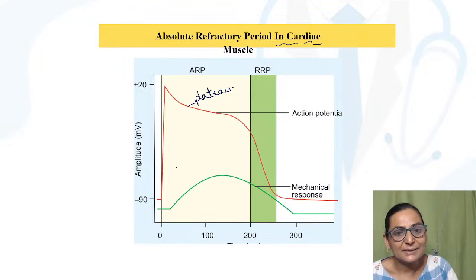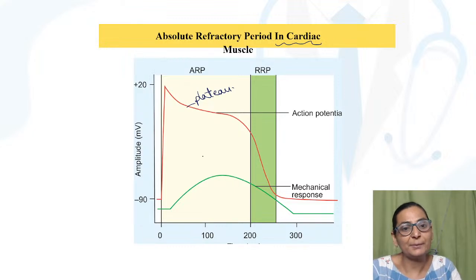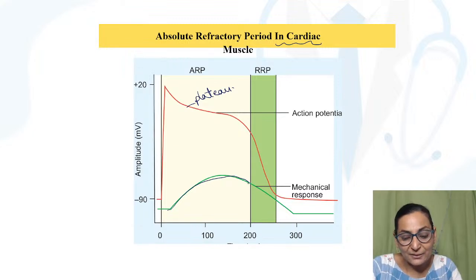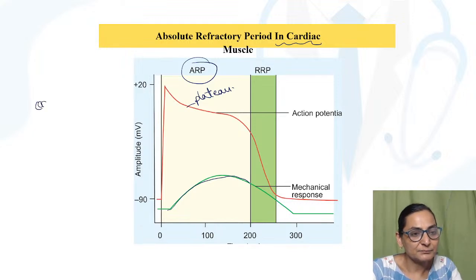Now you will see that यहाँ पर the absolute refractory period is covering whole of the systole. This is the mechanical event. Whole of the systole and 1/3 of diastole. Right? So mechanical response means the systole and diastole. पूरा का पूरा cover कर रहा है. पूरा plateau phase up till this point is your absolute refractory period. That means the cardiac muscle has got a very long absolute refractory period.